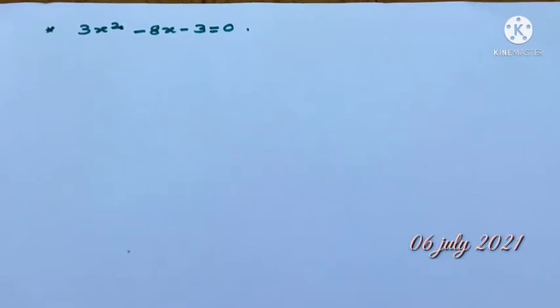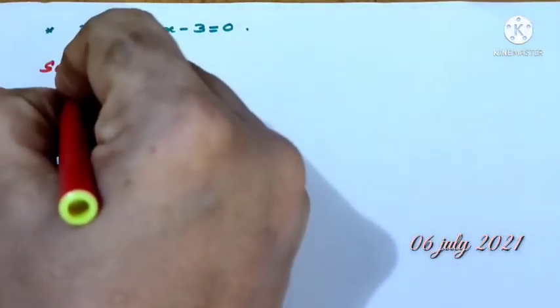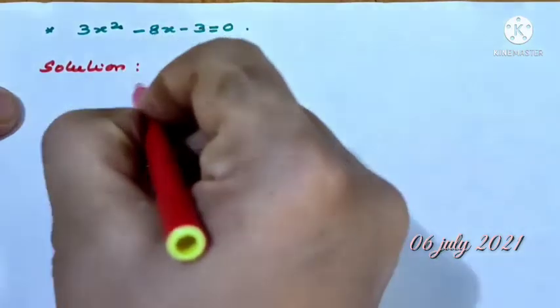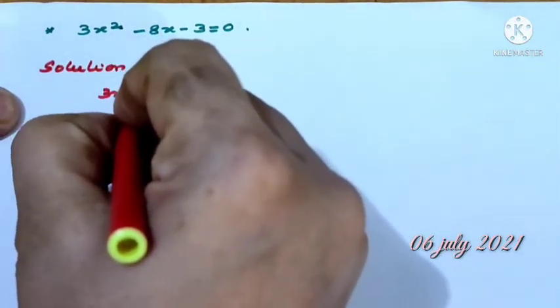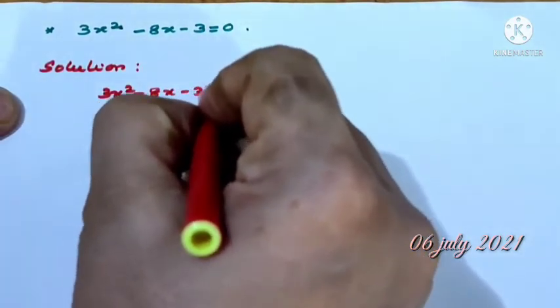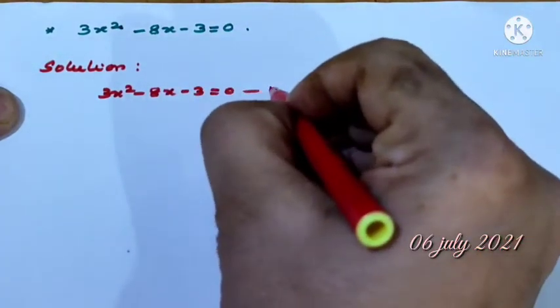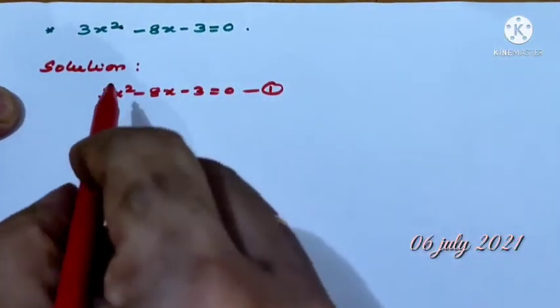3x square minus 8x minus 3 equal to 0. Check the coefficient of x square, it is equal to 3. So what is the first step? We have to divide throughout the equation by 3 only. So solution, I have to repeat the question once again: 3x square minus 8x minus 3 equal to 0. Equation number 1. Now I am dividing with 3 only.